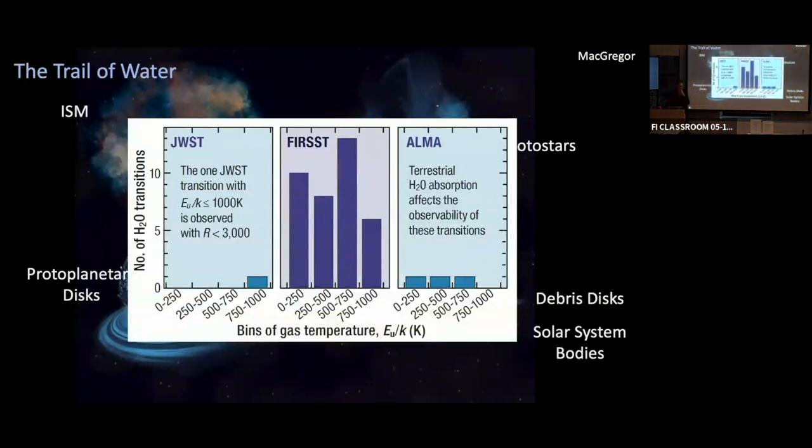So this is saying, making a cut for water lines that are less than 1,000 Kelvin in excitation temperature, so cold water in planet forming environments. And the lines that are accessible, JWST can observe 1 cold water line. ALMA can observe 3, but actually can't because they're all obscured by our atmosphere. And the entirety of the water spectrum is in the far infrared. So without launching a telescope that can observe in the far infrared, we can never measure water in planet forming environments. So without that facility, we will just never have the answer.